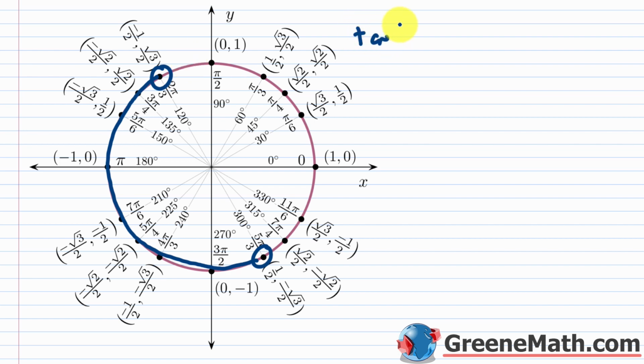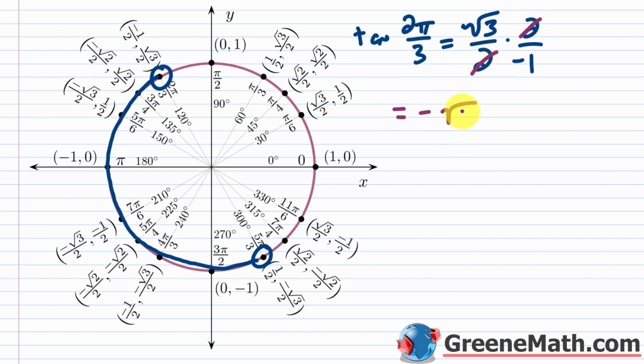So we have the tangent of 2 pi over 3. That would be equal to the sine of 2 pi over 3, which is the square root of 3 over 2, and then divided by the cosine of 2 pi over 3, which is negative 1/2. So I'm going to multiply by the reciprocal, so times 2 over negative 1, and of course the 2's are going to cancel, and you have square root of 3 over negative 1. Let's just say that's the negative of the square root of 3.